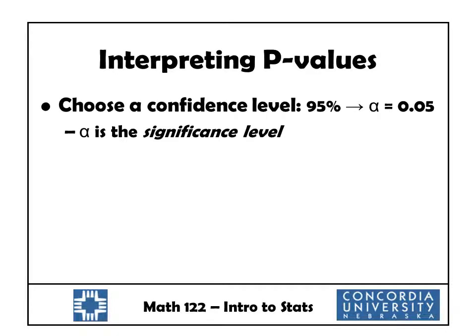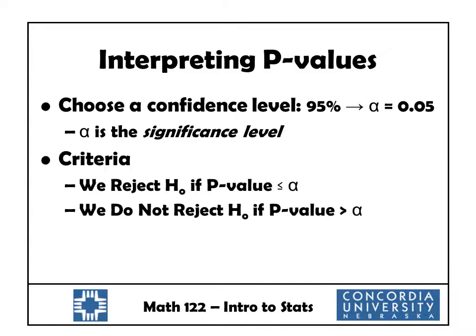Okay. So next we need to interpret the p-value. And so we'll choose a confidence level. Now the default value for confidence level is always 95%. If no confidence level is given, then we'll take it to be 95%. And so that means our associated value of alpha is 0.05. Alpha is what we call the significance level. Now our criteria for interpreting the p-value is this. We say we reject the null hypothesis if the p-value is less than or equal to alpha, and we do not reject the null hypothesis if the p-value is greater than alpha.